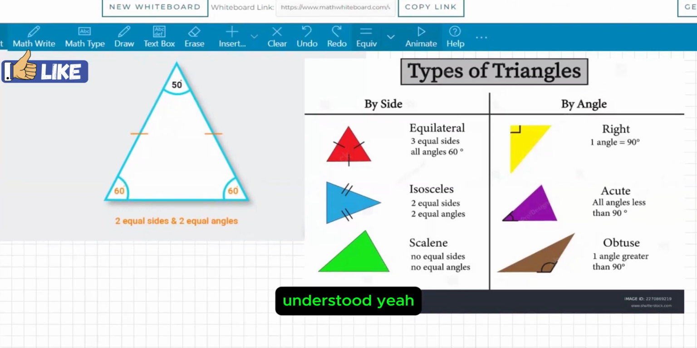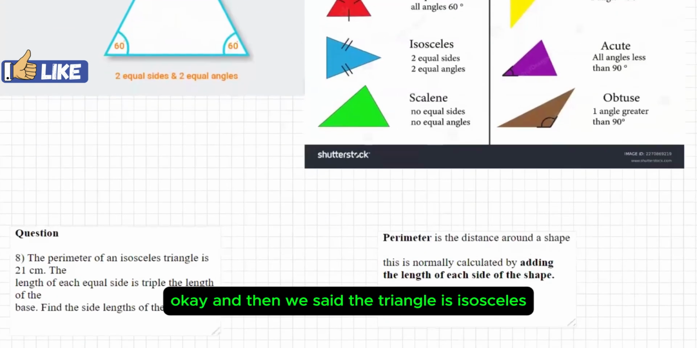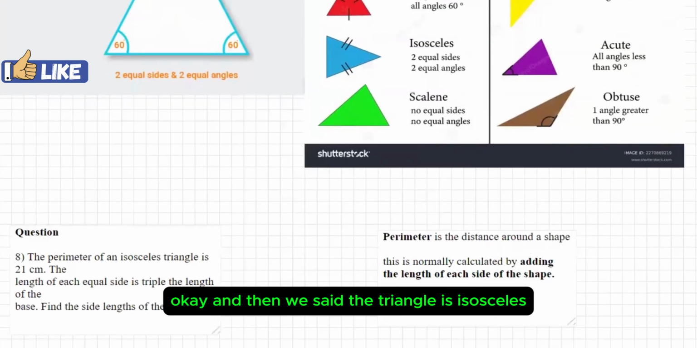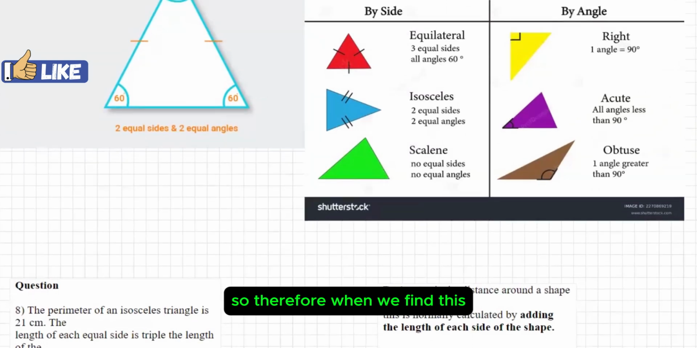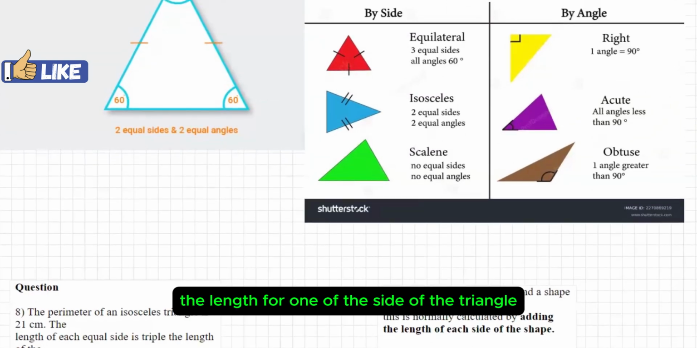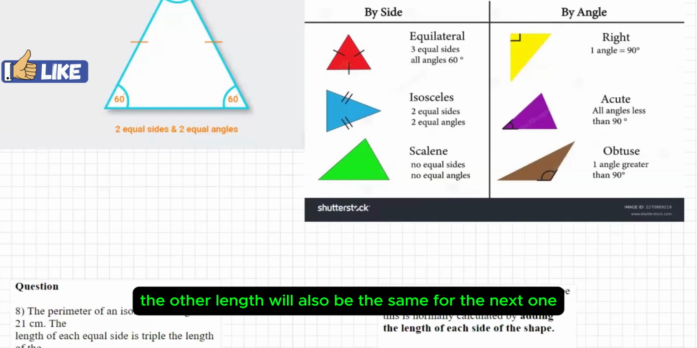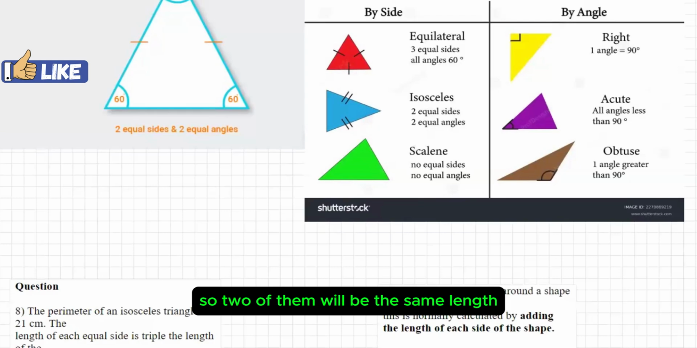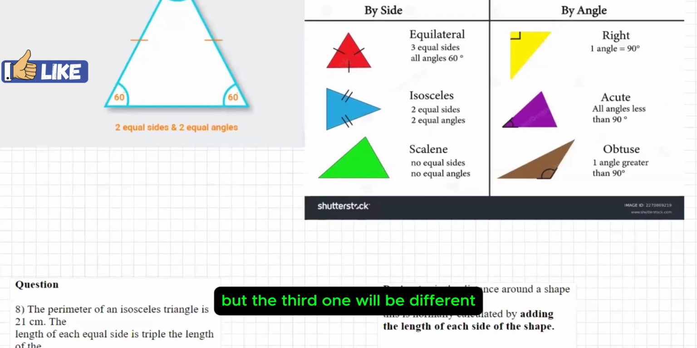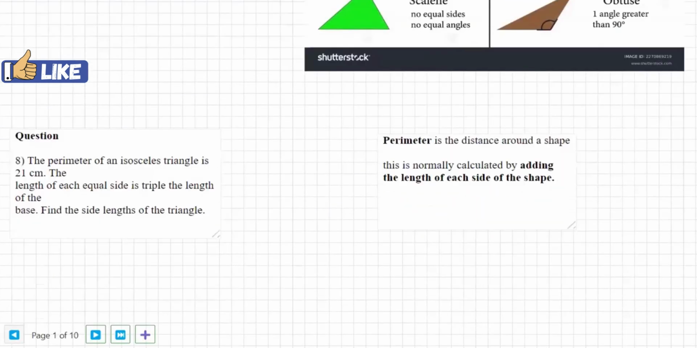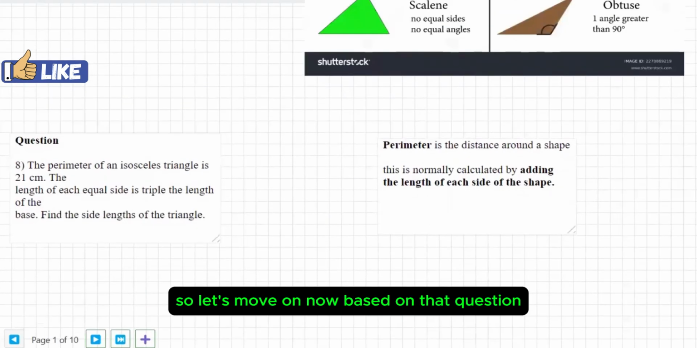Understood? Yeah. Okay. And then we said the triangle is isosceles. So therefore, when we find the length for one of the sides of the triangle, the other length will also be the same for the next one. So two of them will be the same length, but the third one will be different. So let's move on now based on that question.